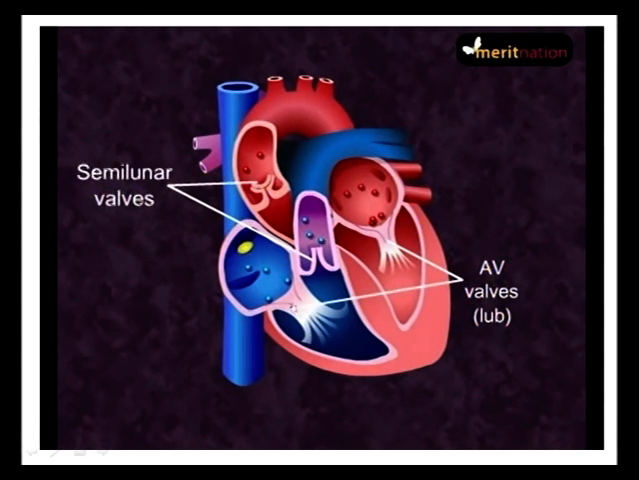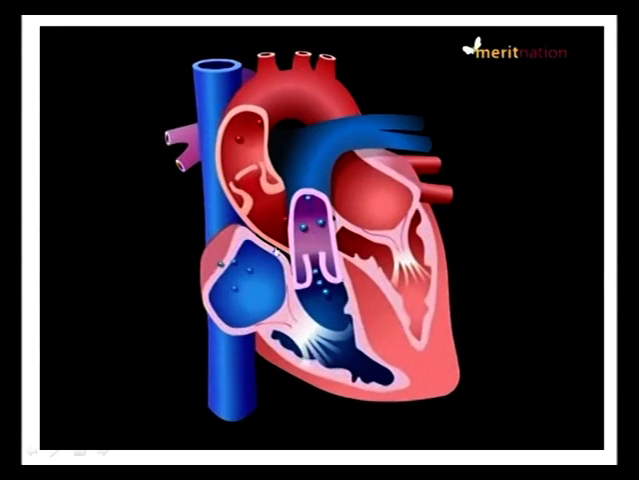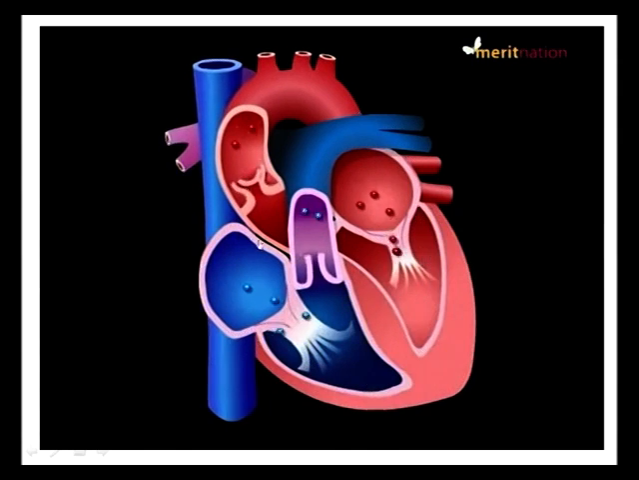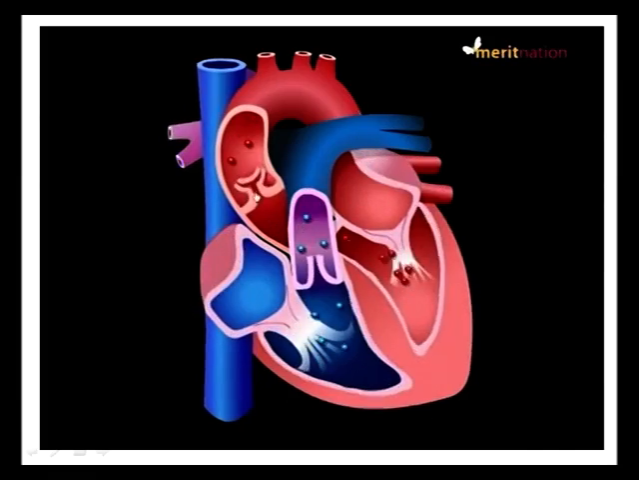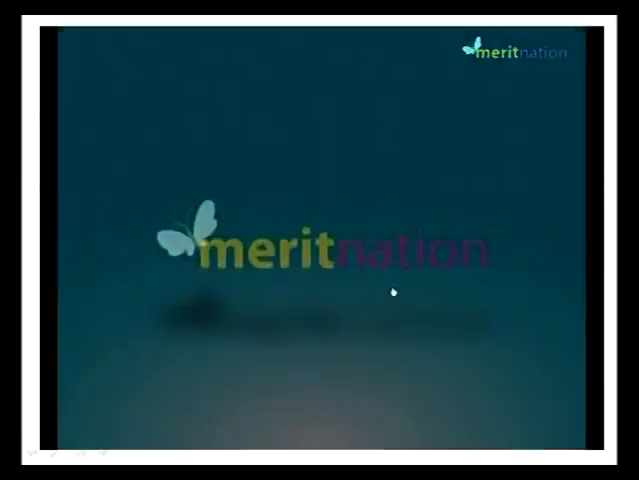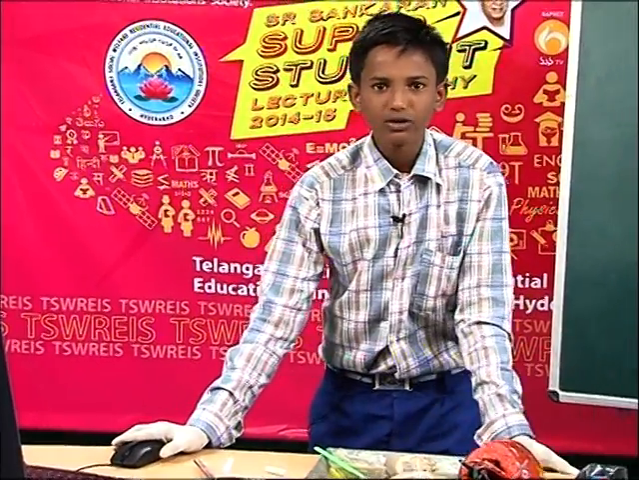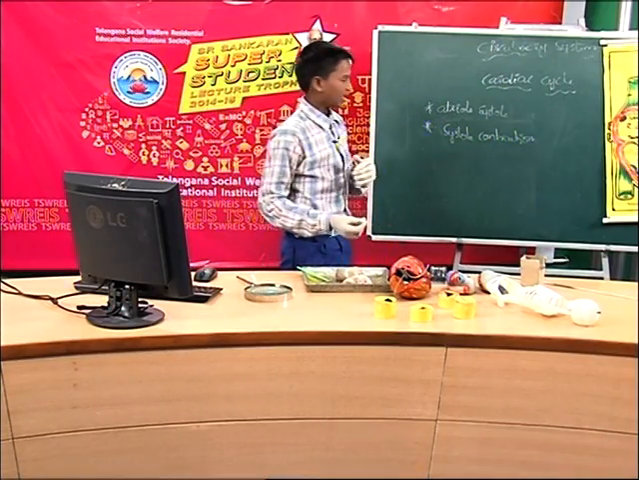Here again the valves are open. Then it causes the sound lub dub, lub dub. Look at there. The circulation is going on. So, this is the cardiac cycle. So, Tswreis, the blood comes to the atria and to the ventricles. Now I would like to write the definition of the cardiac cycle.